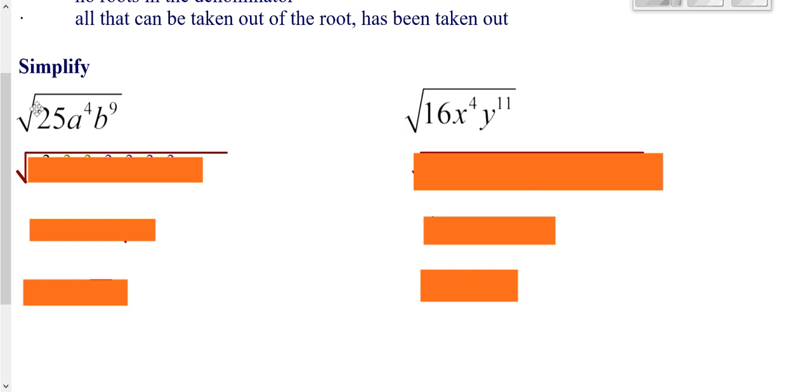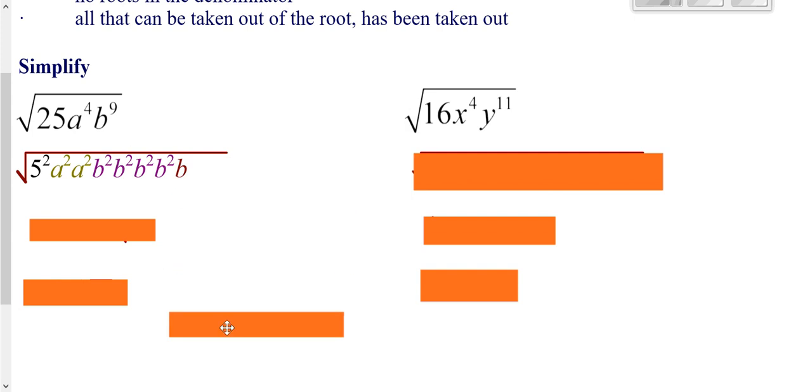We're dealing with a square root, so we're going to try to rewrite the inside as something squared. So 25 is 5 squared. A to the fourth is an a squared times an a squared. B to the ninth is a b squared, a second b squared, a third b squared, and a fourth b squared. Well, that would only be b to the eighth. So that means we're going to have another b hanging around.